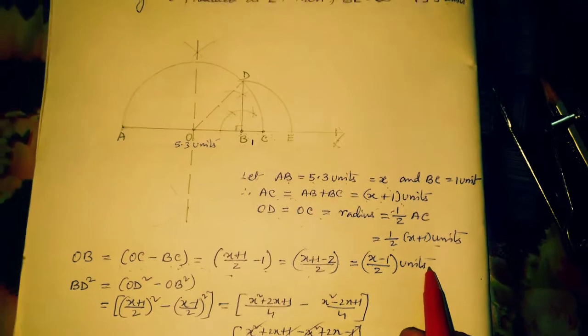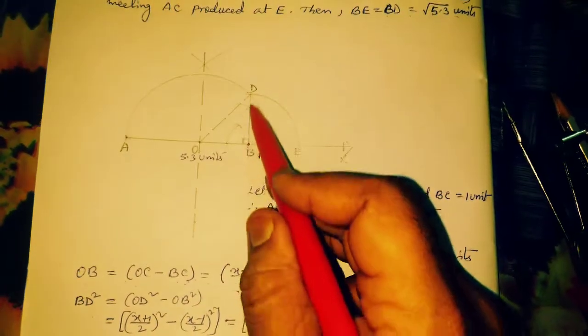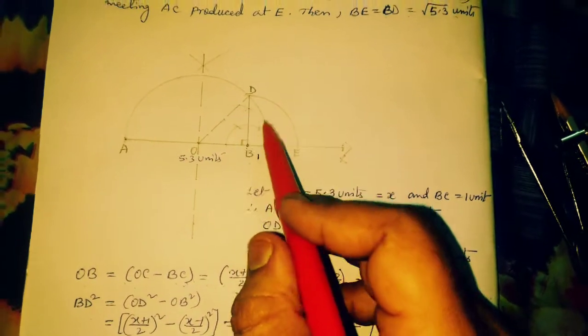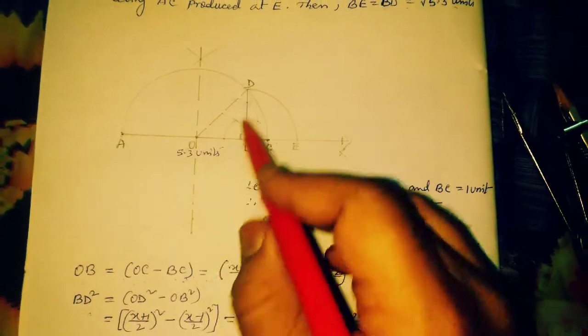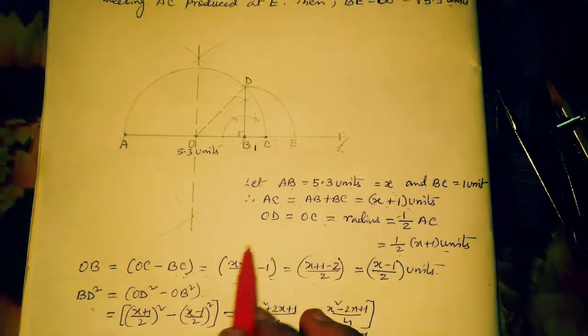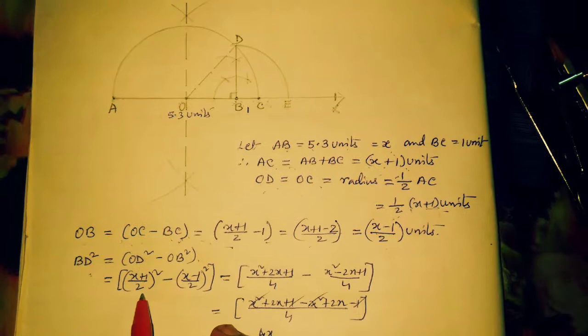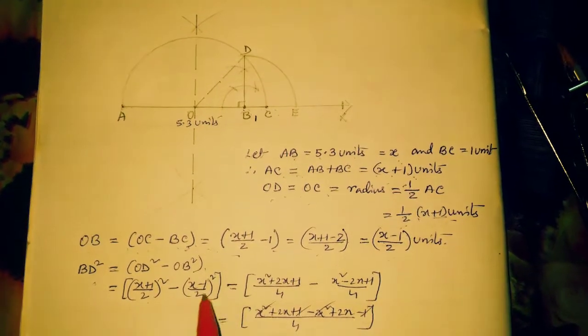Clear, student? Now we'll find out the value of BD. We'll find BD in this triangle OBD, because this is a right angle triangle, so we can apply the Pythagoras theorem. To find BD, OD is the hypotenuse, so BD squared equals OD squared minus OB squared. That is what I have written here. What is the value of OD? OD is X plus 1 by 2. And OB we got as X minus 1 by 2.